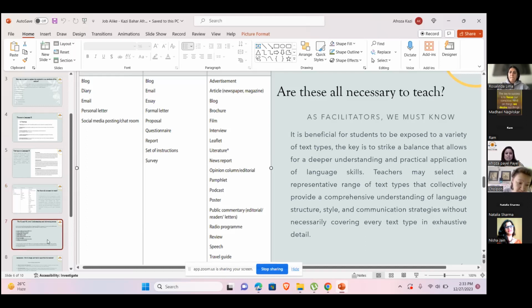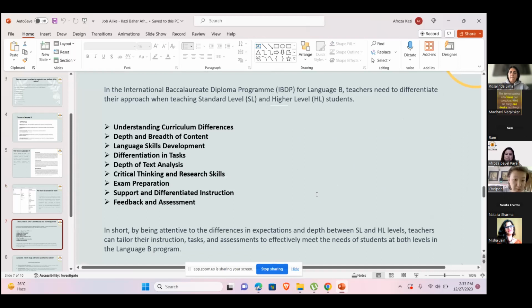Thank you. So now we're moving on to the HL and the SL level. This is something that is very important when we are teaching the DP level. Excuse me, I think Rosalinda wants to speak. Yes, please. Is that Ram? I was going to add something, sure, please.